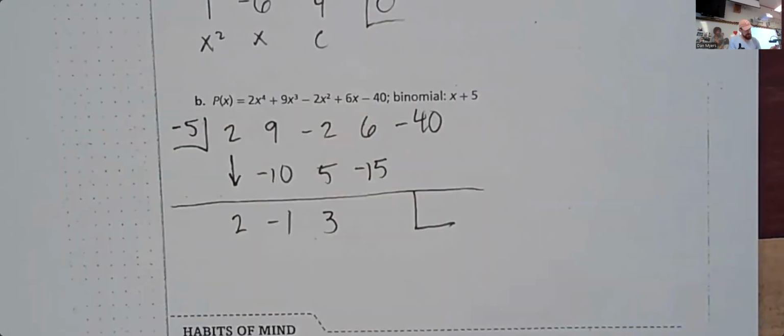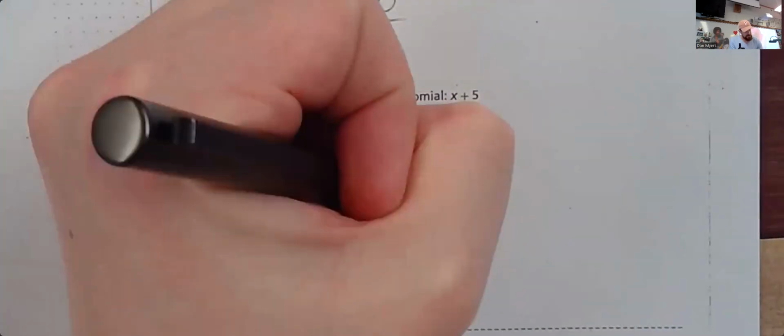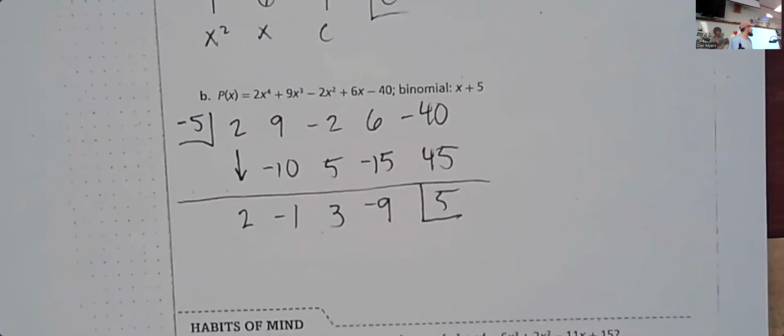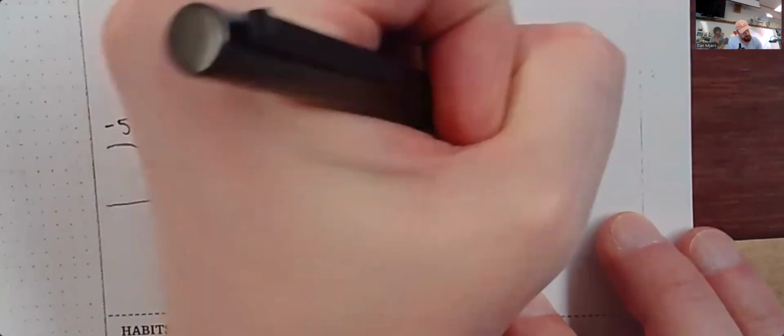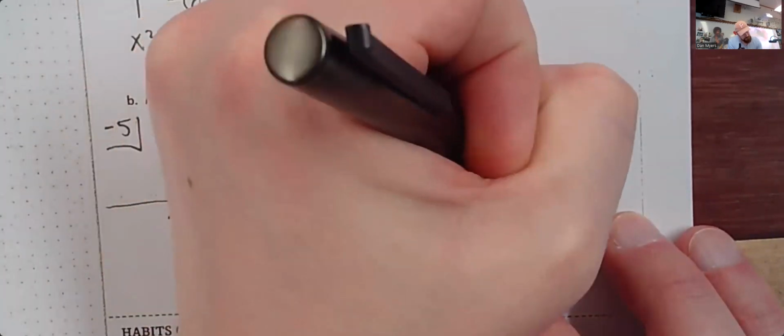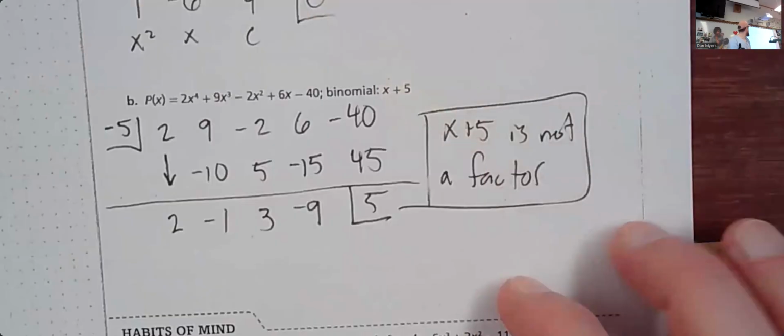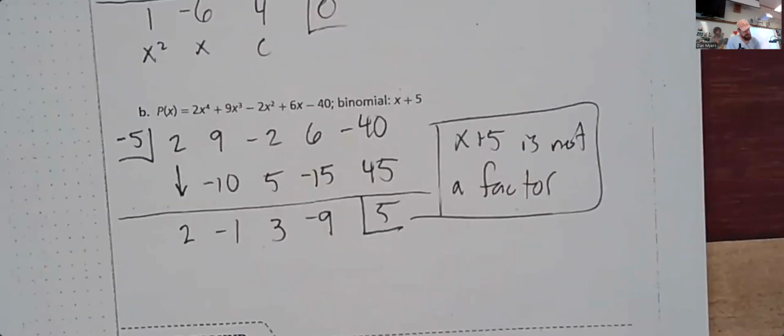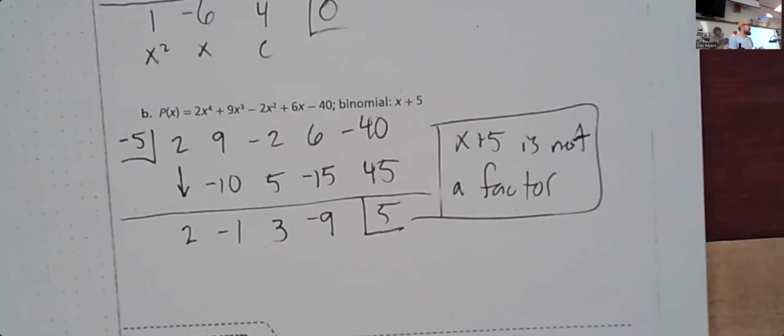That's a 3. Negative 15. 6 minus 15 is negative 9. That's 45 and 5. Nice. So x plus 5 is not a factor. There's our answer for part B. X plus 5 is not a factor.